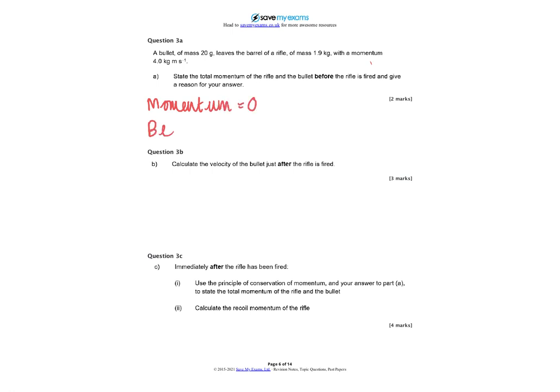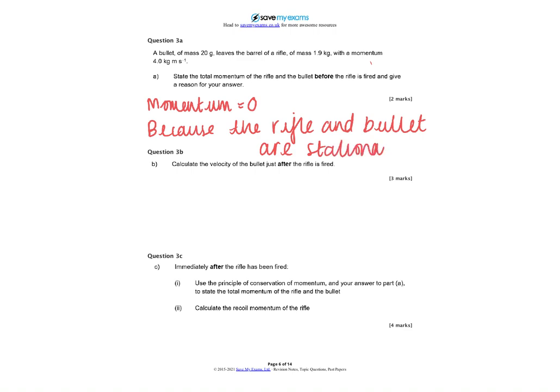And that is because the rifle and the bullet are stationary or not moving. So before we fire it, there's no movement going on, so our overall momentum is going to equal 0.